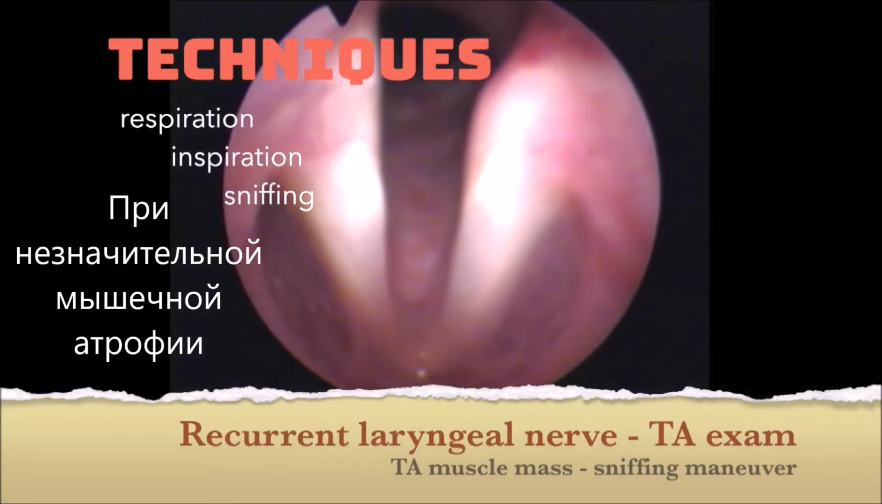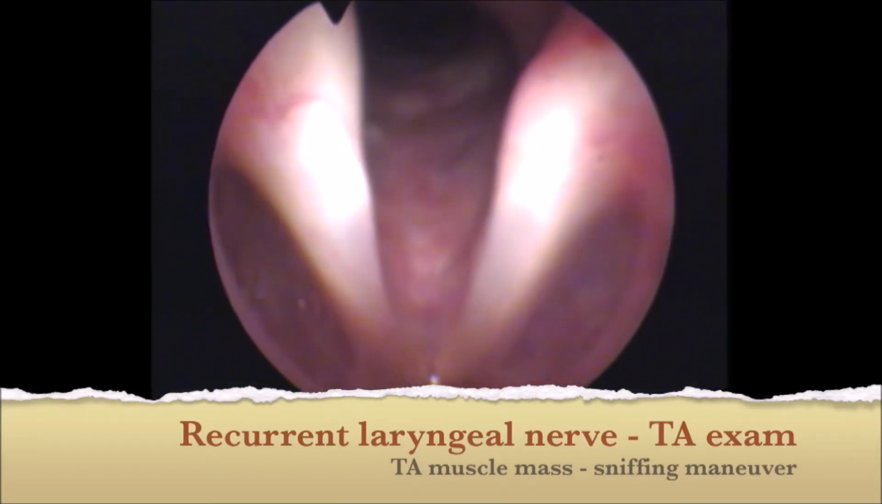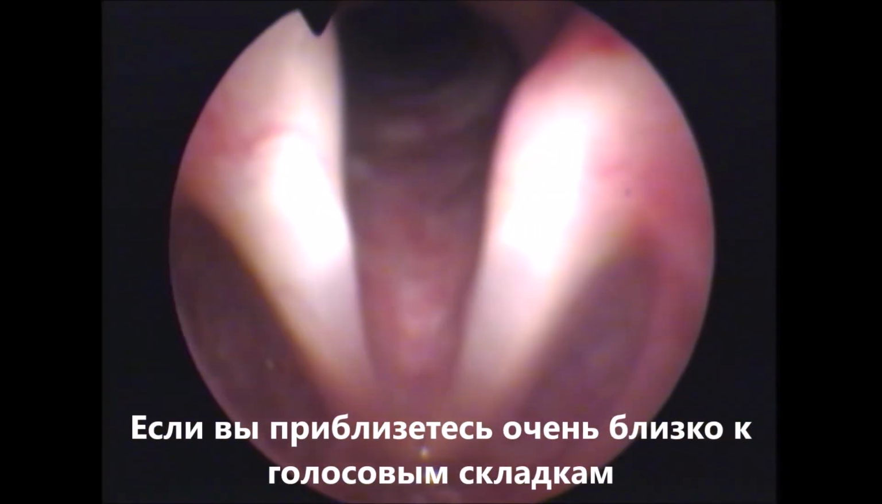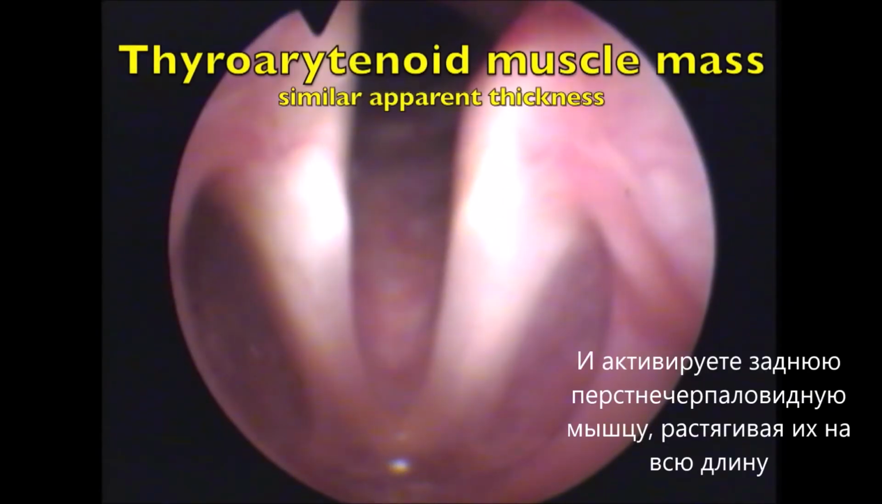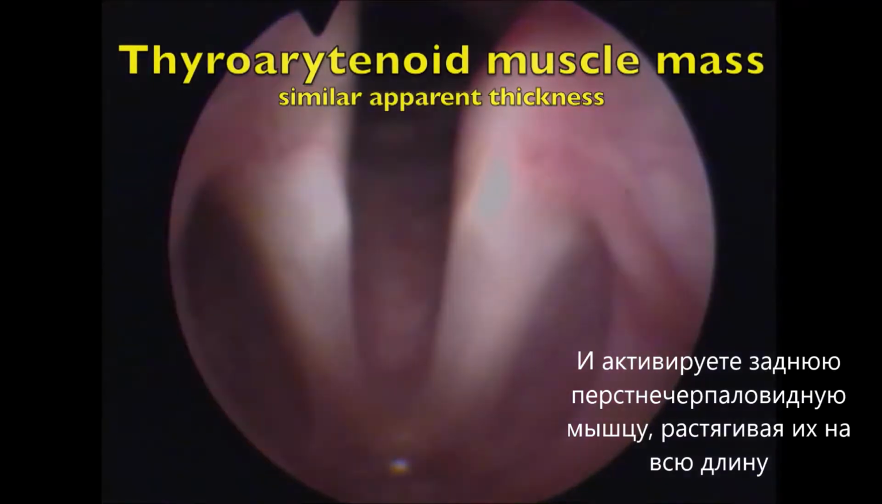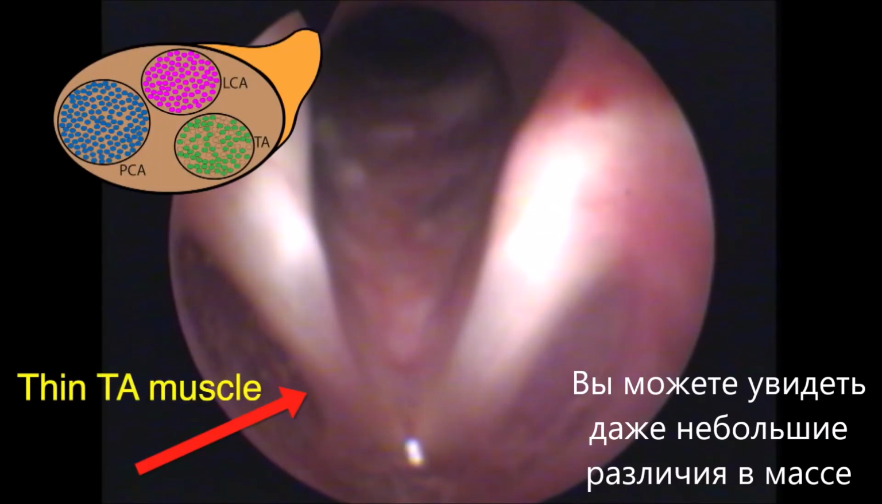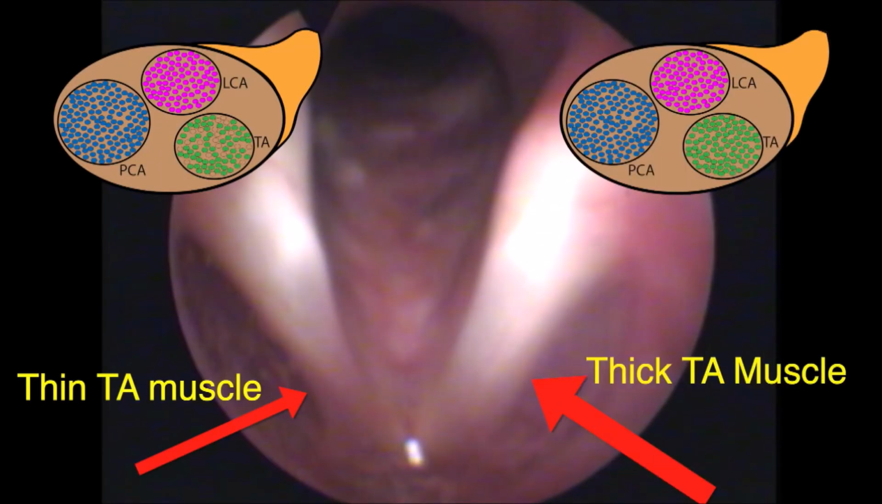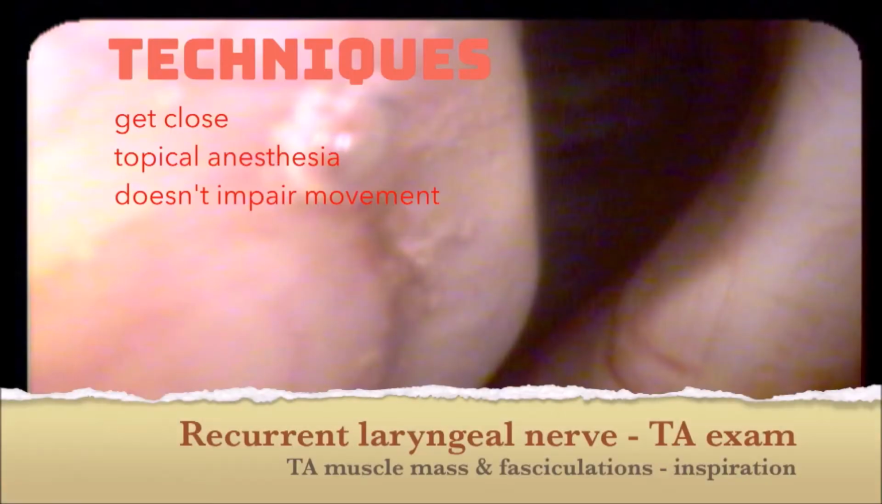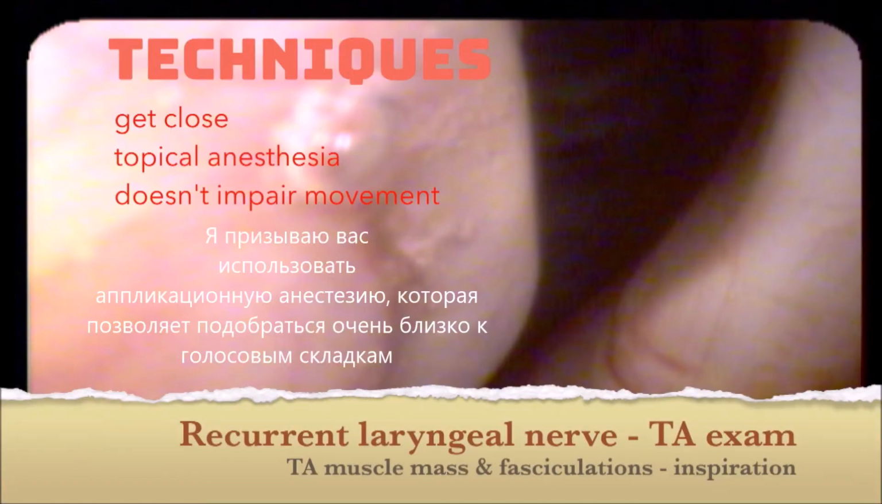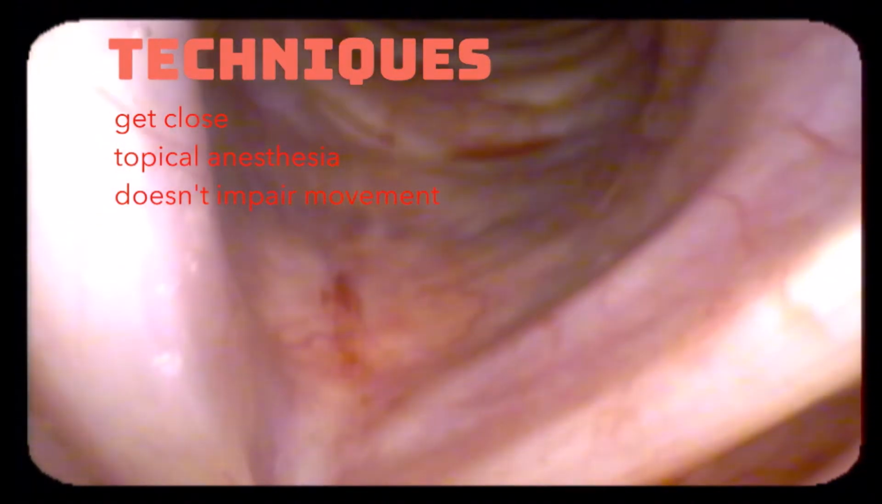In cases of subtle muscle atrophy, if you get very close to the vocal cords and you activate the PCA muscle and pull them to their full length, you can see subtle differences in mass between injured and uninjured cords. I strongly encourage you to use topical anesthesia. It does not impair vocal cord movement. It only desensitizes the mucosa.